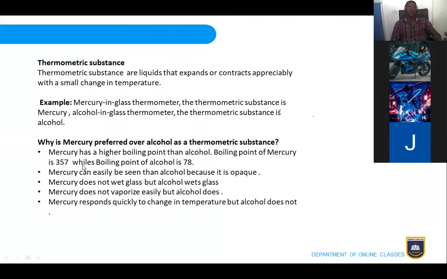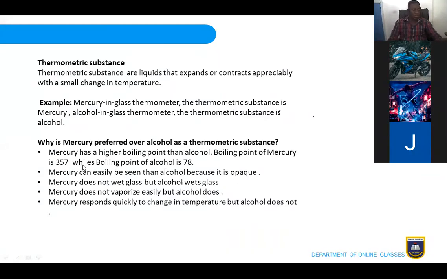Depending on where you are, or on the body's temperature you want to measure, you have to know the type of thermometric substance to use. Someone can prefer mercury, someone can prefer alcohol in glass thermometer. Why? We want to know why. Maybe I will prefer mercury to alcohol, and maybe you prefer alcohol to mercury. Let's see why you would prefer mercury to alcohol as a thermometric substance.